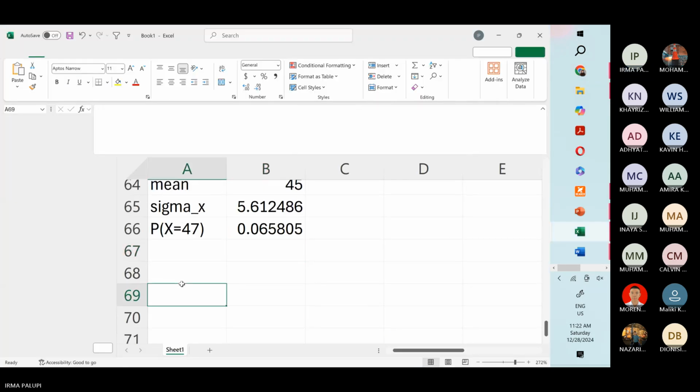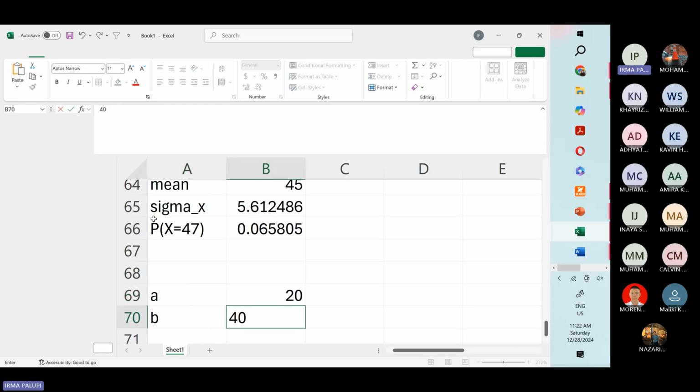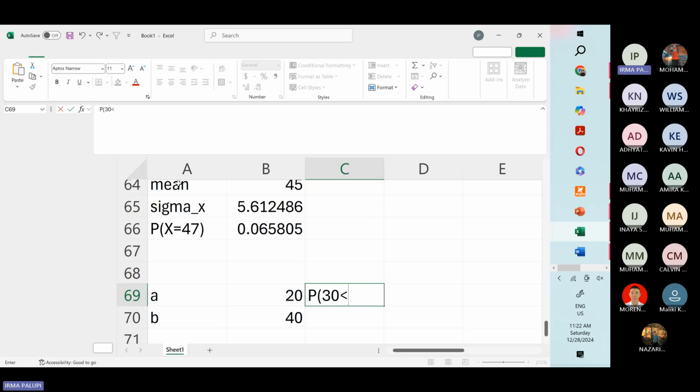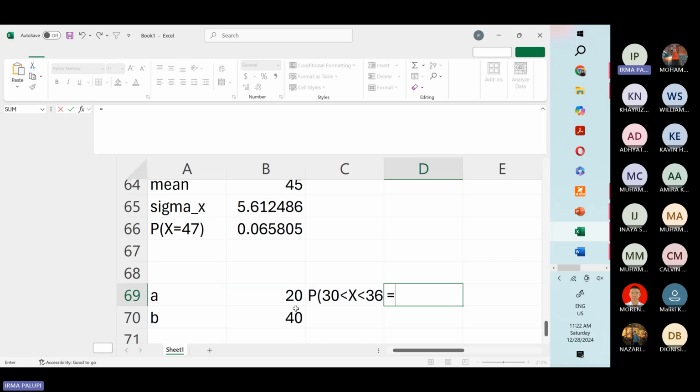So this is A equal to 20, B equals to 40. We want to find the probability of X between 30 and 36. It just equals the integral of this interval, right? 1 over (b minus a), right? So the answer is this one minus this one, over this distance, right? Distance of the interval.